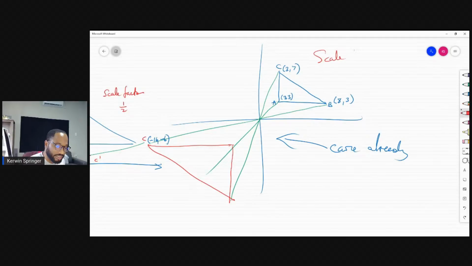So a negative scale factor, this one is -2. Take a little note of these things. So this is C prime. No, what is this? This is B prime. This is A prime. This will obviously be -6, -6. This is C prime. This will be -3, -14.